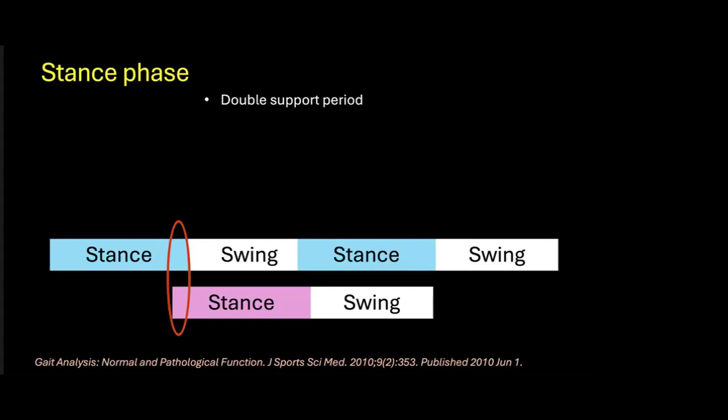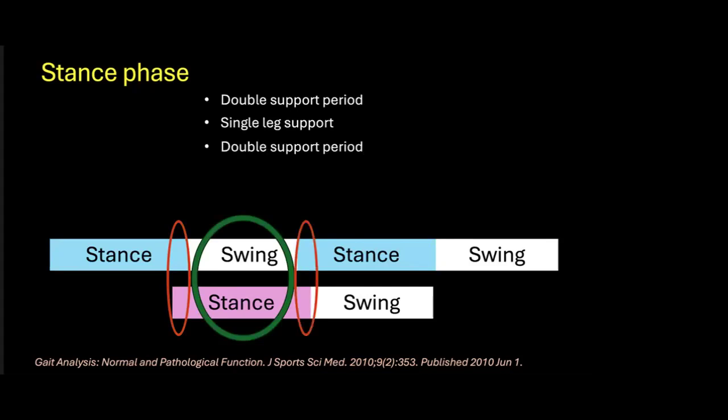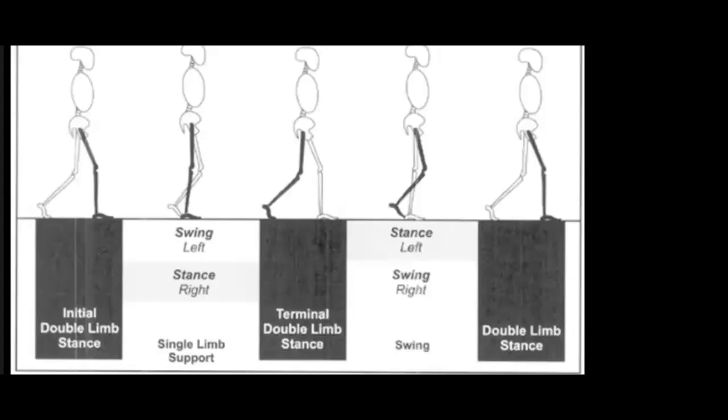After this double support period, there is a moment where the contralateral limb goes into swing, and this is called single leg support. And then again, when the right leg goes into swing and the left leg comes back to normal and reaches the ground, we have one more double support period, which is called the terminal double support period. So we have an initial double support period, a single leg support period, and a terminal double support period.